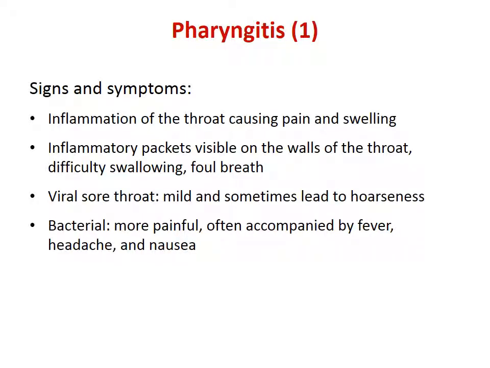The next thing we should talk about is pharyngitis, or inflammation of the throat. This inflammation of the throat causes again pain and swelling, which makes things like swallowing difficult. This can again lead to things like hoarseness in many viral cases, but many bacterial cases can be excessively painful and are often accompanied by fever, headache, and even nausea.